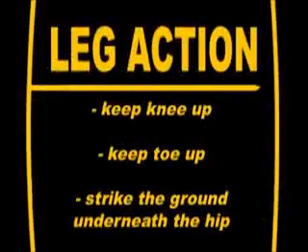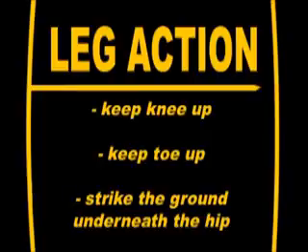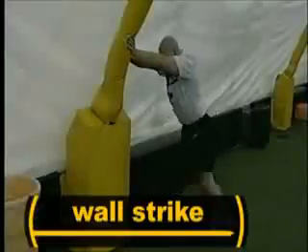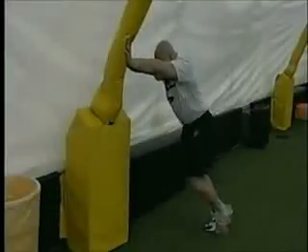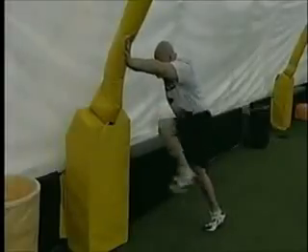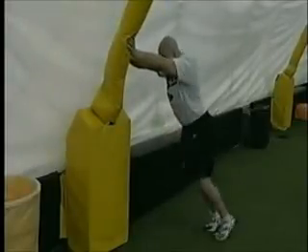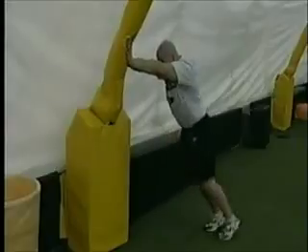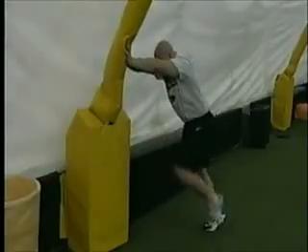The last set of drills are our leg action drills. For us, at Iowa, proper leg action means keeping the knee up and the toe up, striking the ground underneath the hip. Here the athlete is doing a wall strike exercise where he is developing the ability to strike the ground underneath the hip, coming from a good flex position. Notice the athlete's knee is high, knee up, toe up, strike the ground underneath the hip.